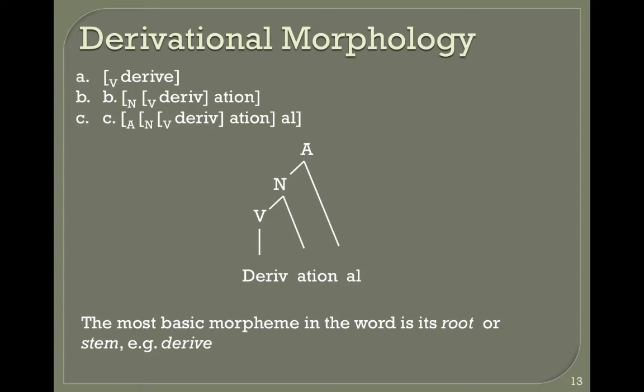Alrighty, here's just another look at derivational morphology. The word derivational in itself is a good example of this. So to derive is a verb. When we add this ending, ation, it makes it a noun, and then we add this other ending to it, al, and it makes it an adjective. The most basic morpheme in the word is going to be its root or its stem, so that would be the verb derive.